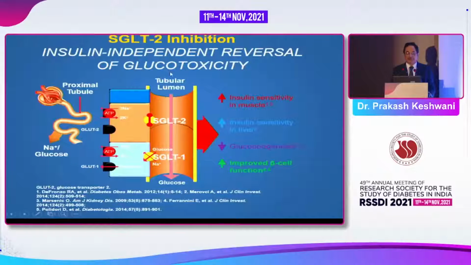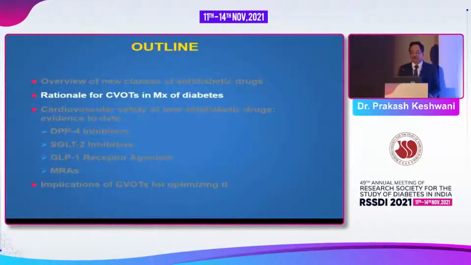Another new class of drug is the SGLT2 inhibitors, which inhibit SGLT2 receptors and reduce glucose absorption, causing glucosuria and protein calorie loss. They also decrease blood sugar and decrease weight.